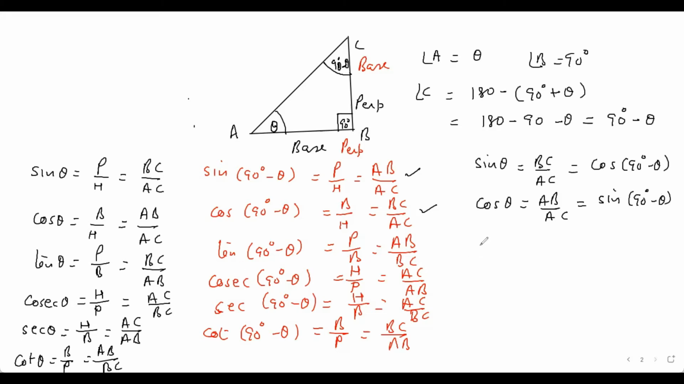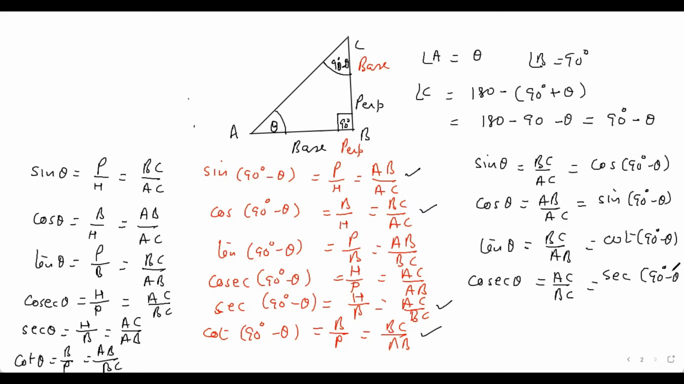And what is tan theta? Tan theta is BC by AB. Now BC by AB is equal to cot 90 degree minus theta. What is cosec theta? Cosec theta is AC by BC. Now AC by BC is sec 90 degree minus theta.